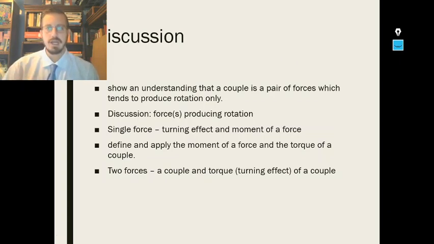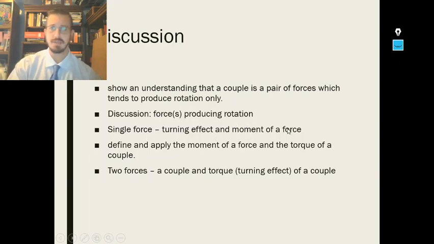Feel free to have some discussion related to these ideas. Whenever you're learning something and the vocabulary is very new, sometimes it's very helpful just to have a discussion about it, to make sure that you're using the language right. So we want to show an understanding that a couple is a pair of forces which tends to produce rotation only, right? Like we're loosening a lug nut, we're just rotating that. Forces producing rotation, we have a single force, a turning effect, and moment of force, right?